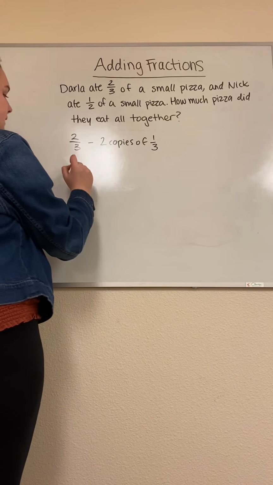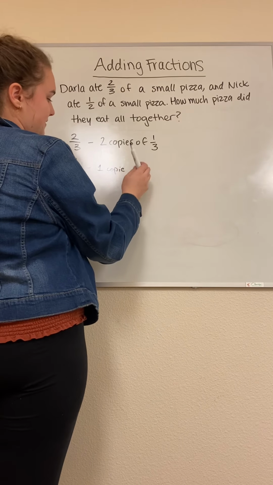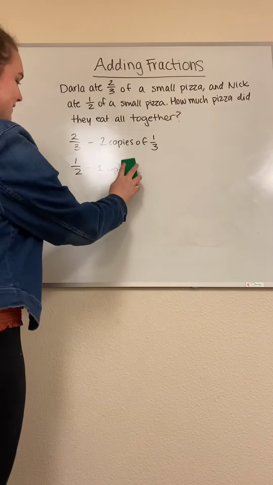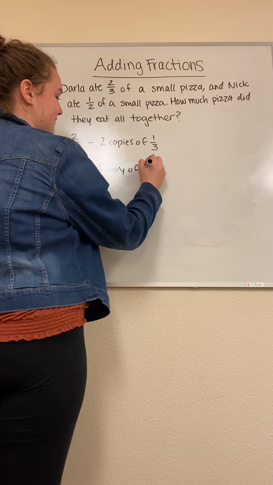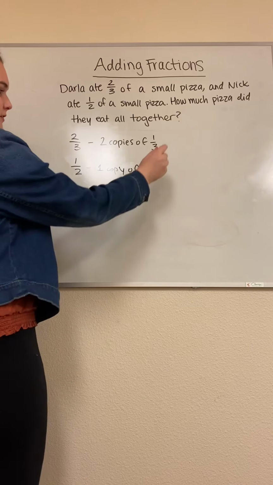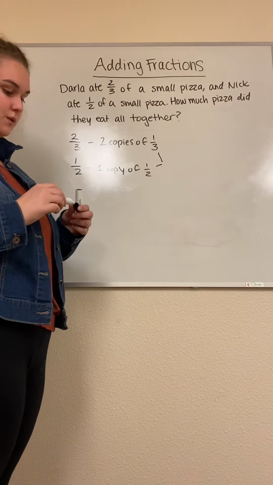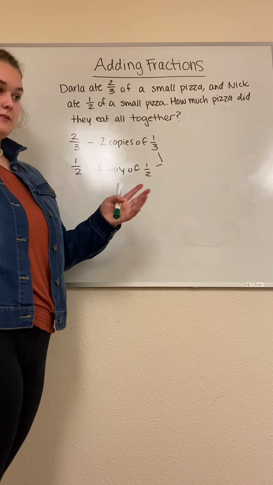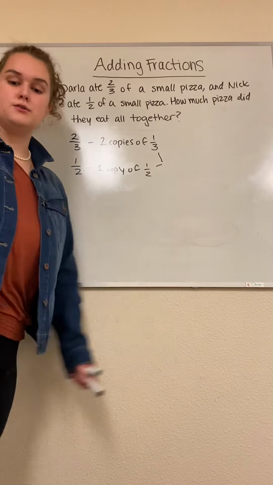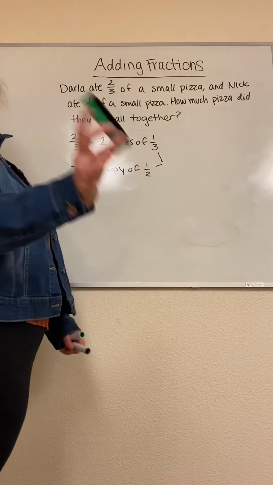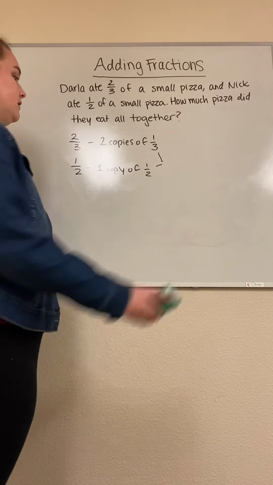And then for 1/2, we have 1 copy of 1/2. So these are our units, but we can see that these are different. So what we need to do is find a common denominator, or split all the pieces into the same size, so that we can figure out how many there are altogether. So how much pizza did Darla and Nick eat altogether?